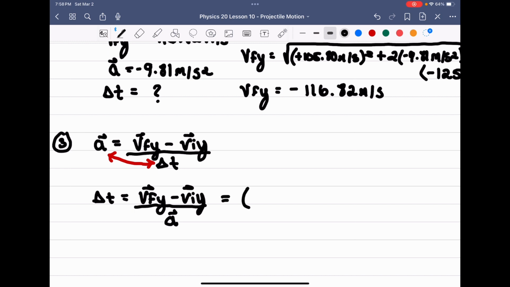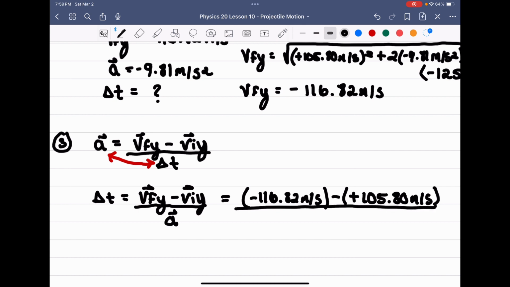For this answer, we have a VFy of negative 116.82 meters per second, minus the positive 105.80 meters per second that it started at, divided by the acceleration, which is always our negative 9.81 meters per second squared, because that's our acceleration. Now, again, will the acceleration always be negative 9.81?